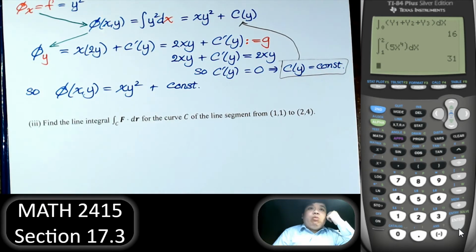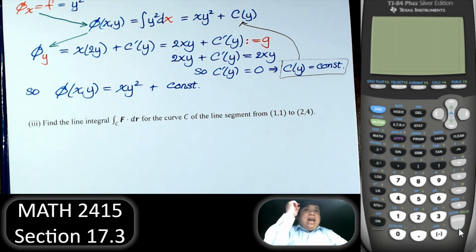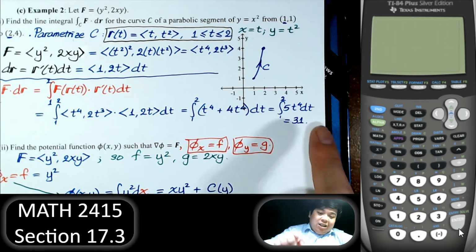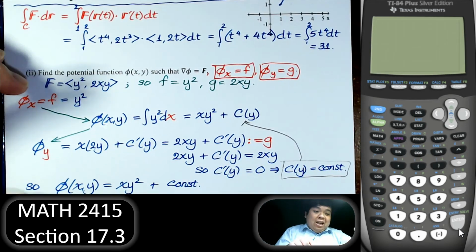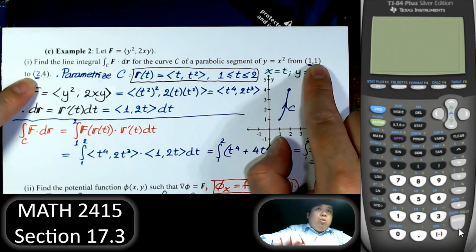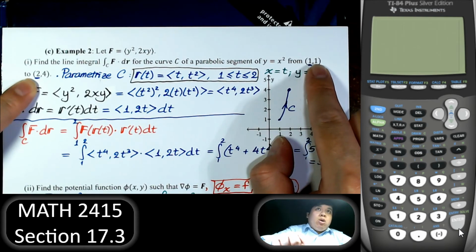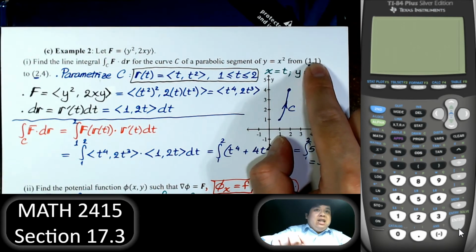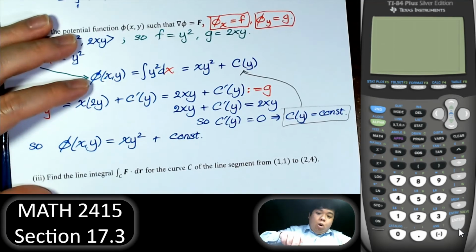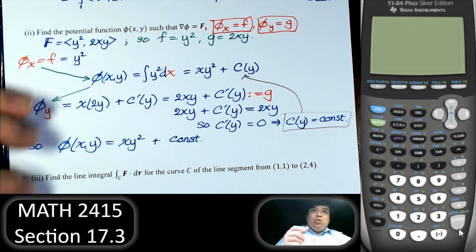Next, I'll find the line integral for the curve C for the line segment. Now, before doing that, what will your answer be? We certainly will do this. However, the answer has to be equal to 31. Why is that? Because there is the potential function. That means between those 2 points, the path is not really important. We can go from there to there. The line integral should be the same. So whether it is the parabolic segment or the straight line, that should be equal to 31.